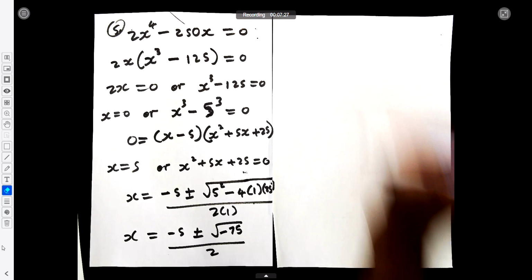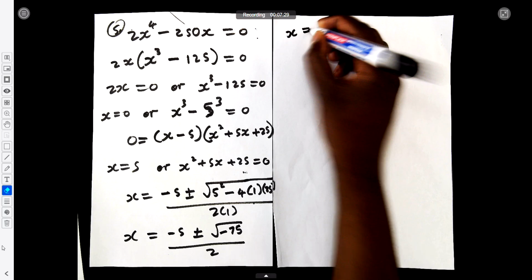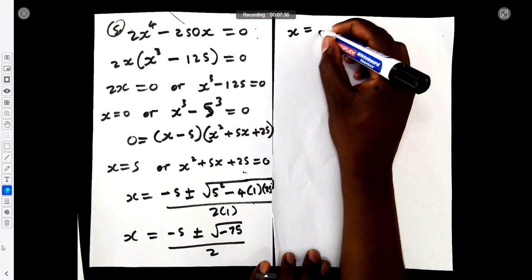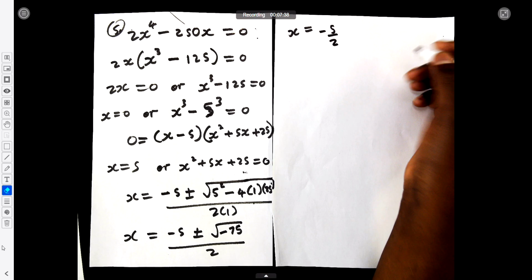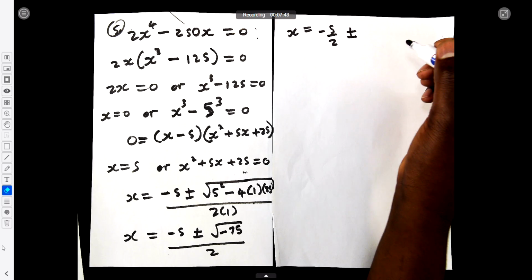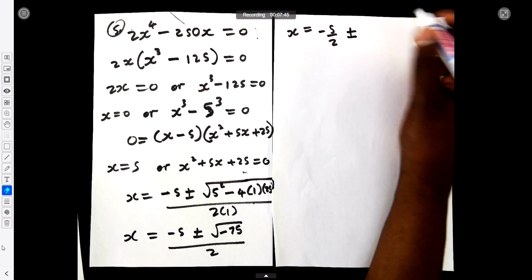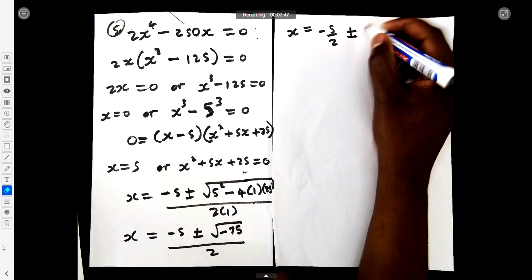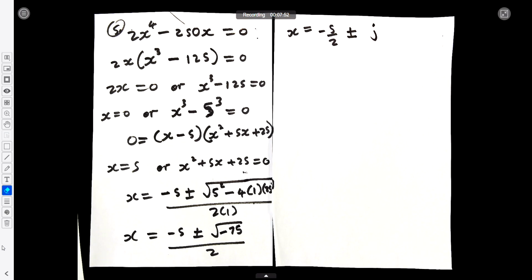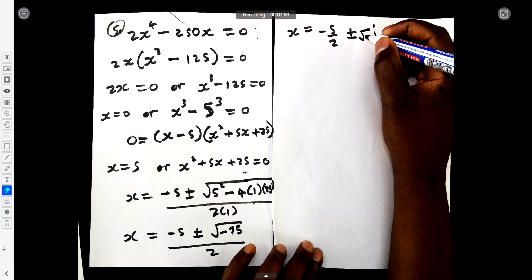And then we need to leave our answer in rectangular form, the a plus b times j. So we'll say that negative 5 all divided by 2, or negative 2.5. Therefore, plus or minus. We know that the square root of negative 1 is j. And the square root of 75 is, or it's just root 75. Okay, you can leave it. Square root of 75 is?